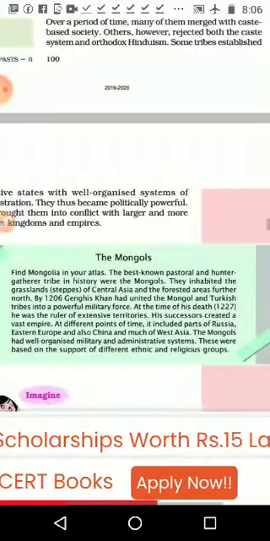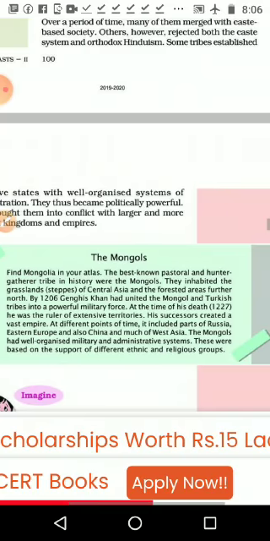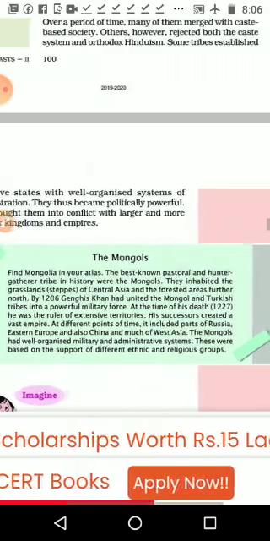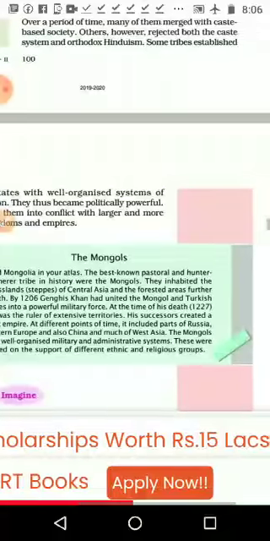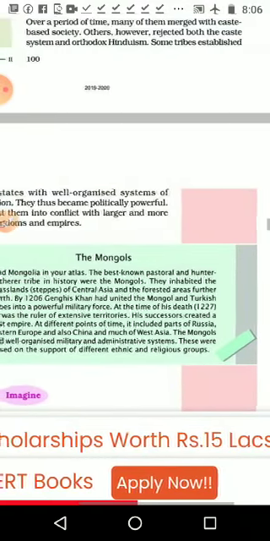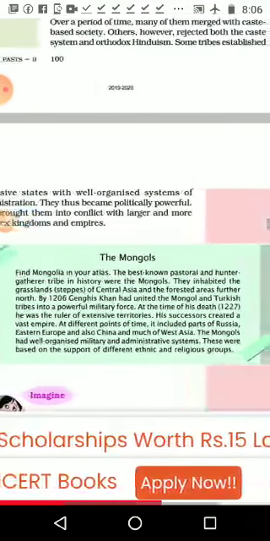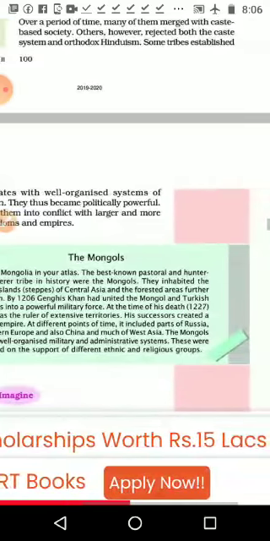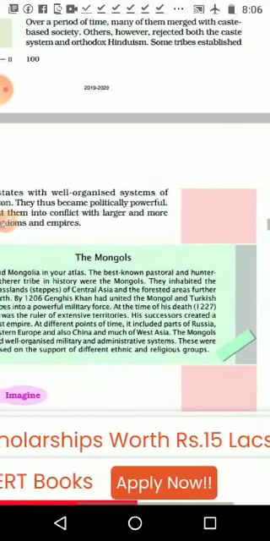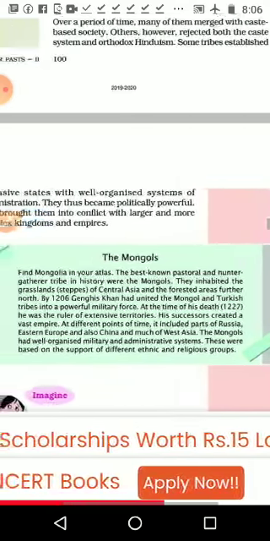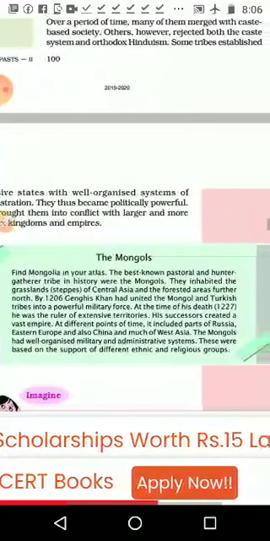Then the Mongols. Find Mongolia in your atlas. Among the best non-pastoral and hunter-gatherer tribes in history were the Mongols. They inhabited the grasslands of Central Asia and the forested area further north. By 1206, Genghis Khan had united the Mongols and Turkish tribes into a powerful military.